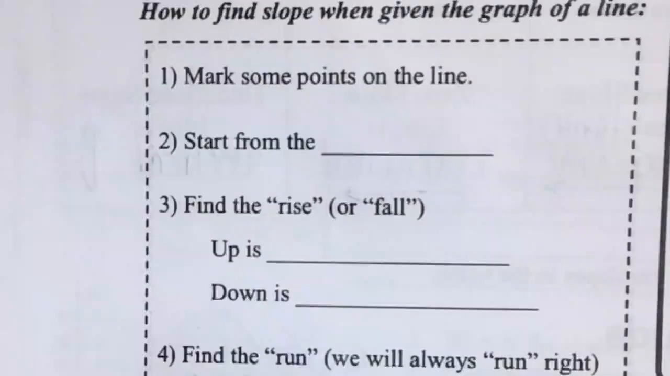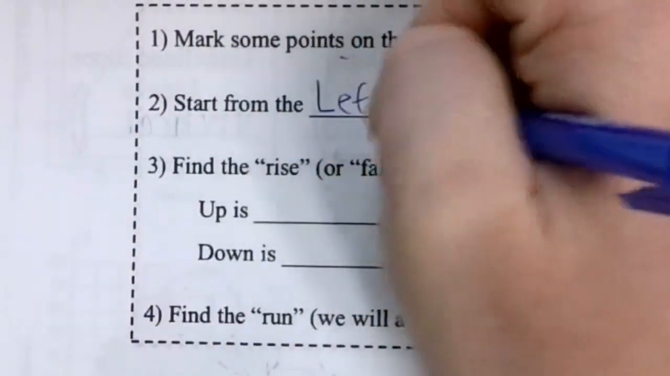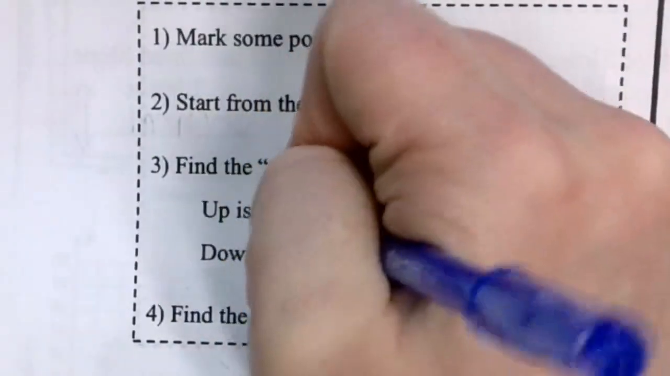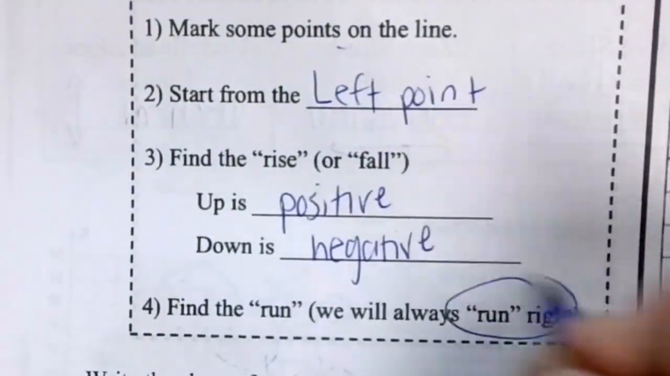Alrighty, so whenever you are trying to find your slope, you're going to mark some points on the line. You start with the left point, then you're going to count up or down. Up is always going to be positive, down is always going to be negative. And then you find the run when you always go right.